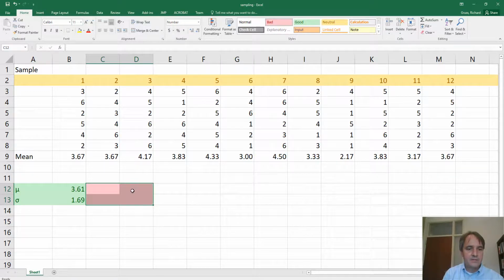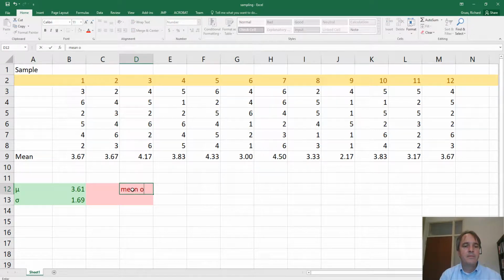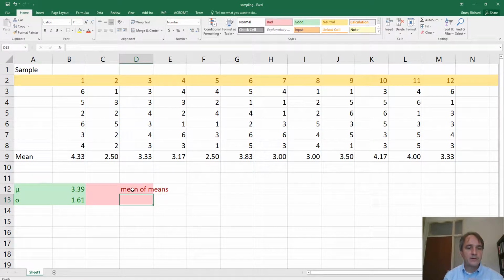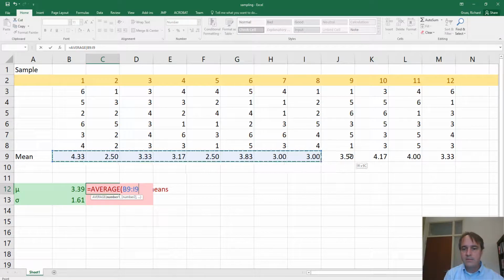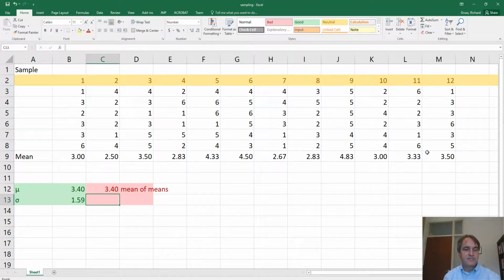Format these as red just so we can differentiate. So this is going to be the mean of means. We're going to go across all these different sample means and take the mean. So what is the mean of means, or the grand mean? What's the average of all of these averages? So we'll do the average of all of these. And as you would expect, it is precisely the same as what we saw before.